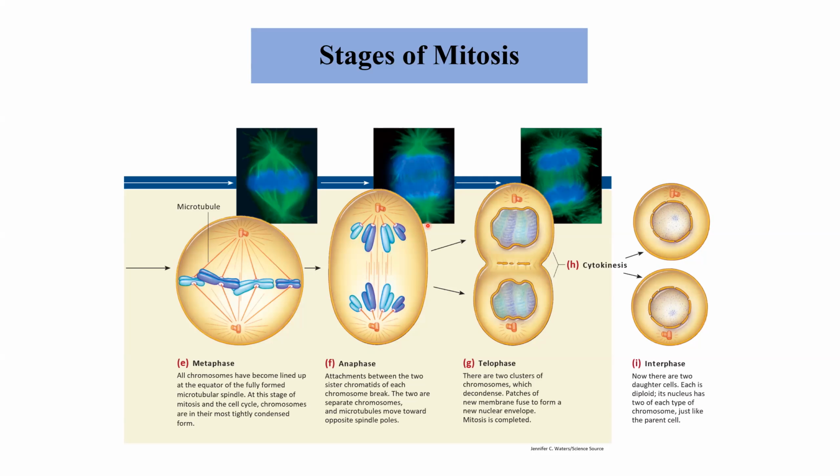Here in the telophase, there are two clusters of chromosomes which decondense. So the condensed DNA is going to begin to decondense. The nuclear envelope is going to begin to form again. And you will see that this little pinching occurs here where it begins to, I guess, bud off. This is referred to as a cleavage furrow. And you're getting ready to have two cells, essentially.